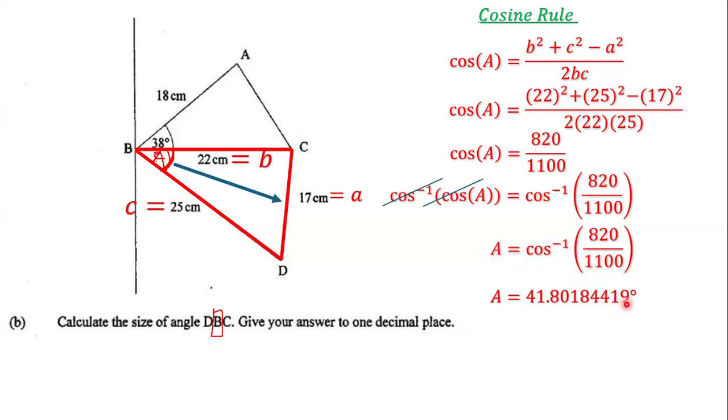And cosine inverse of 820 divided by 1,100 is equal to 41.80184419 degrees. But they want the answer correct to 1 decimal place. And if you notice here, the next digit is 0.